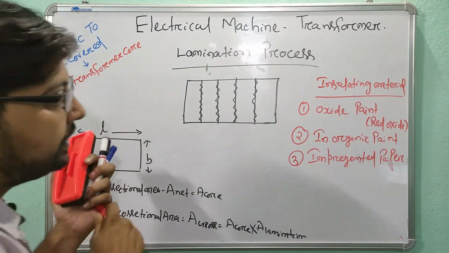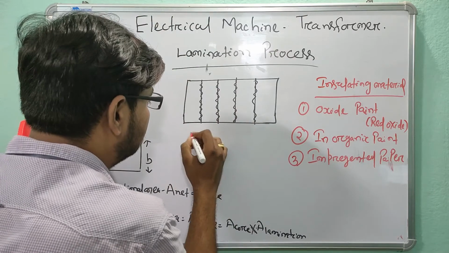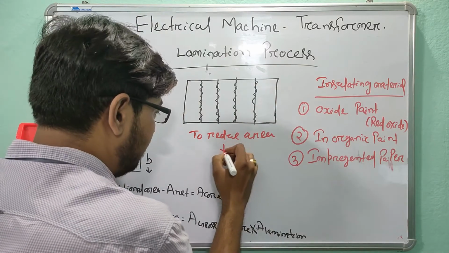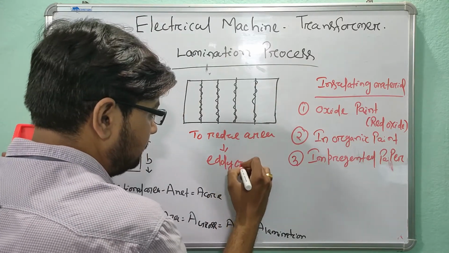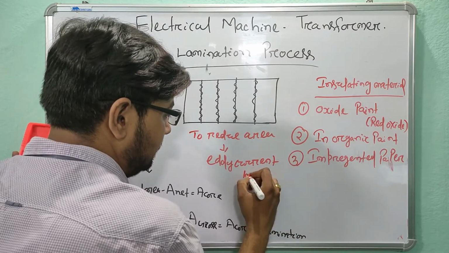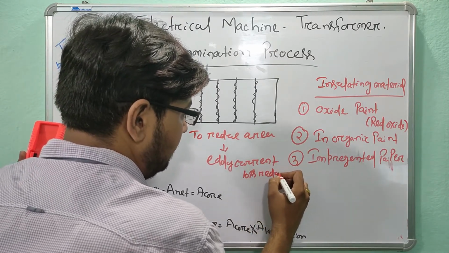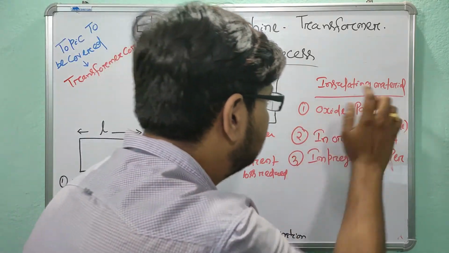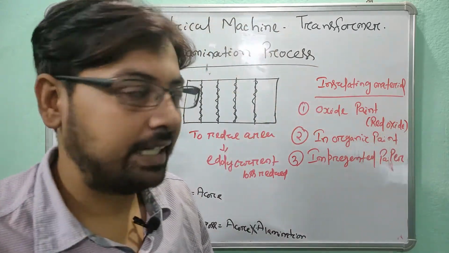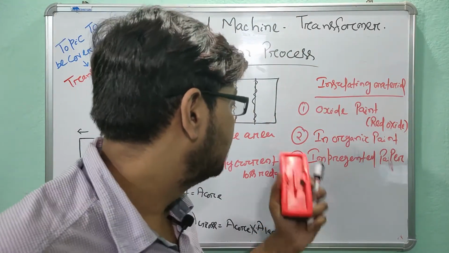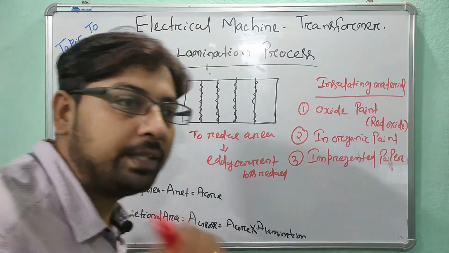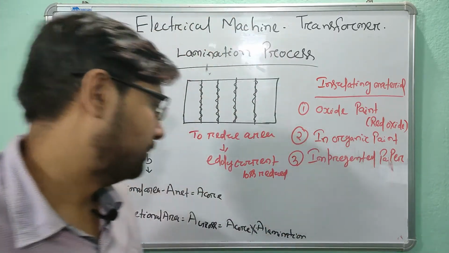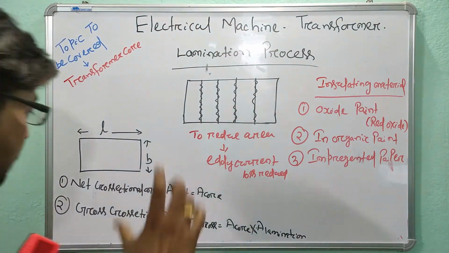So again we use this to reduce the area; for lamination, eddy current loss is reduced. The insulating material present in between the laminations is an oxide paint, we use red oxide, inorganic paints and impregnated paper. Again we use transformer oil to increase the dielectric strength of the transformer.